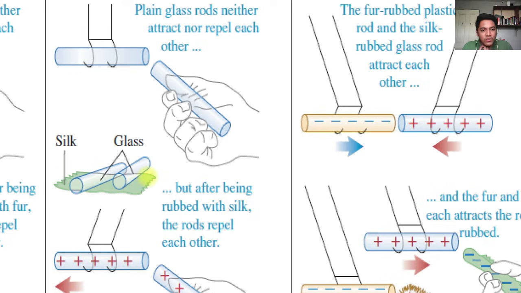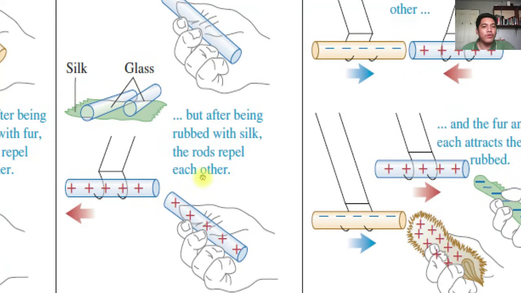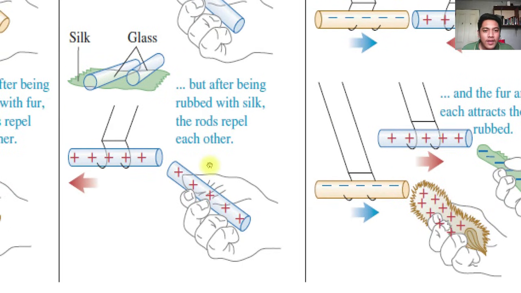So if the glass rod loses an electron, from being neutral, it became positively charged, because the number of positive charges is now greater than the number of negative charges. So what happens is that they were both rubbed with silk, and if we bring these two glass rods together again, since they have the same charge, they will still try to repel each other.